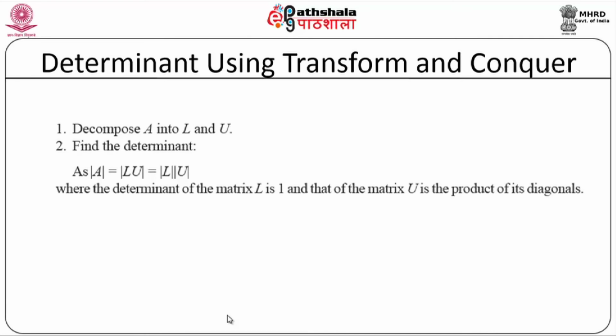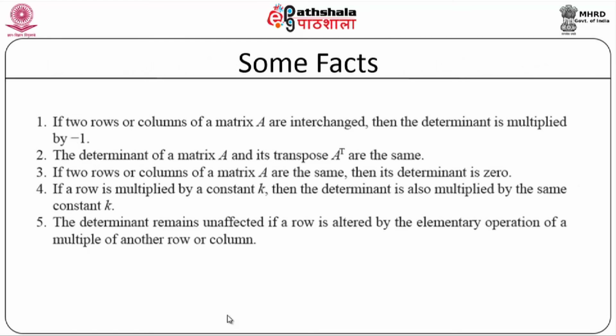So, what is the beauty here? The beauty is very simple. The determinant of the matrix L is going to be 1. Therefore, the problem of finding the determinant is reduced to the determinant of the matrix U, which is going to be the product of its diagonals. Just by multiplying the diagonals we can find the determinant of the whole matrix A.